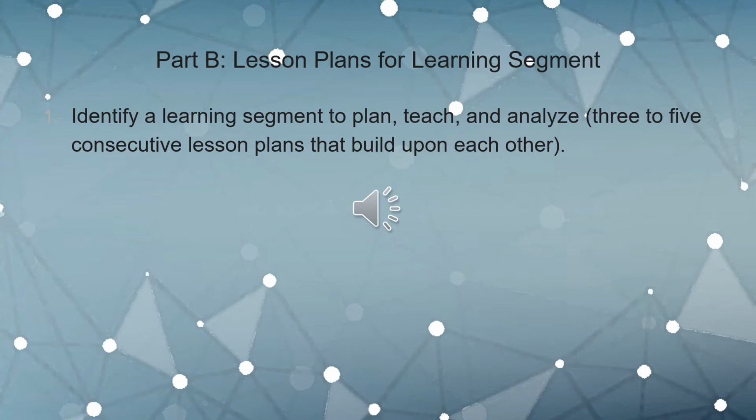For Part B, you are going to be required to write a set of 3 to 5 lesson plans. So we'll take this in a few steps. For step 1, the first thing that you have to do is you have to identify a learning segment, or a set of plans to plan, teach, and analyze. This is going to be the same set of lessons that you plan in task 1, that you teach in task 2, and then you're going to analyze in task 3. And this is going to consist of 3 to 5 consecutive lesson plans that build on each other in some way. So they need to be back to back, and they need to build on each other in some way. And we'll go over that in the next step.